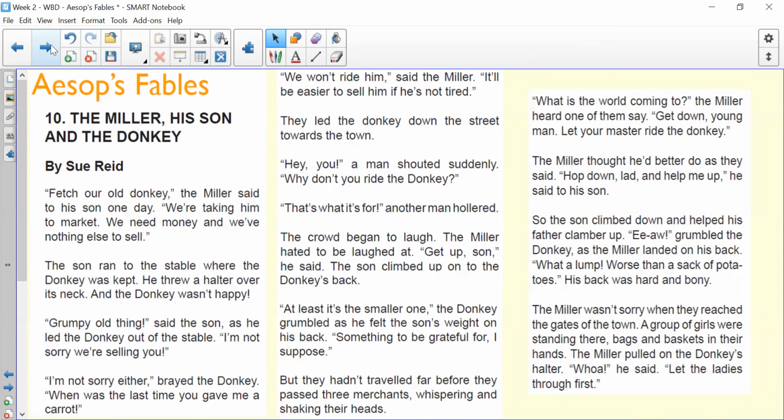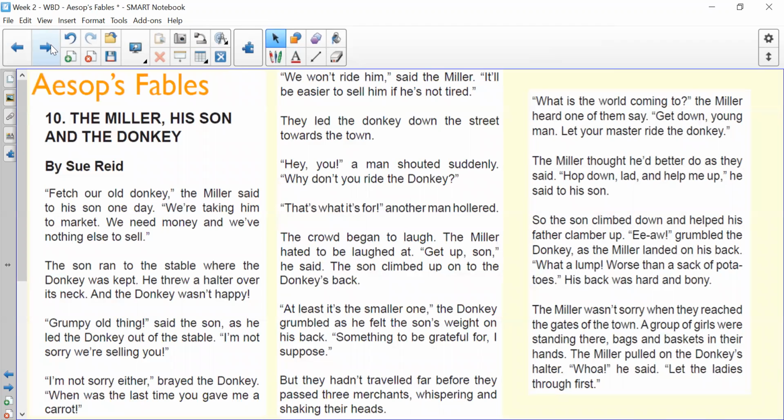This Aesop's fable is called The Miller, His Son, and the Donkey. "Fetch our old donkey," the miller said to his son one day. "We're taking him to market. We need money, and we've nothing else to sell." The son ran to the stable where the donkey was kept. He threw a halter over its neck, and the donkey wasn't happy. "Grumpy old thing," said the son as he led the donkey out of the stable. "I'm not sorry we're selling you." "I'm not sorry either," brayed the donkey. "When was the last time you gave me a carrot?"